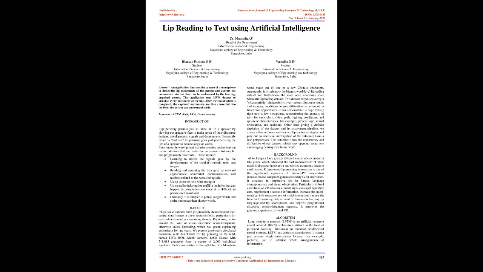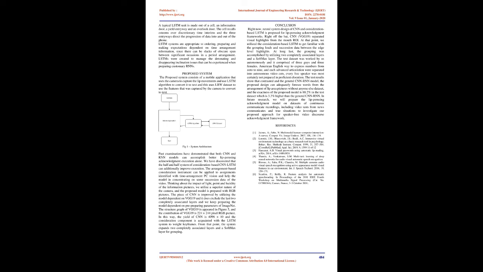Algorithm. Long short-term memory, LSTM, is an artificial recurrent neural network, RNN, architecture used in the field of deep learning. Unlike standard feed-forward neural networks, LSTM has feedback connections. It can not only process single data points, such as images, but also entire sequences of data. A common LSTM unit is made up of a cell, an input gate, an output gate and a forget gate. The cell remembers values over arbitrary time intervals and the three gates regulate the flow of information into and out of the cell.